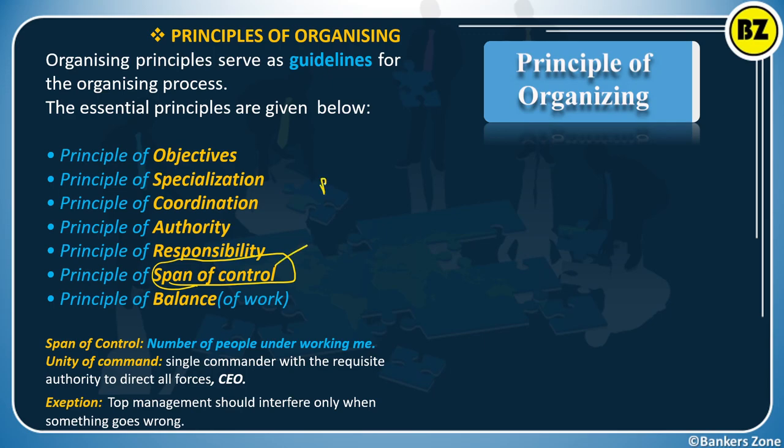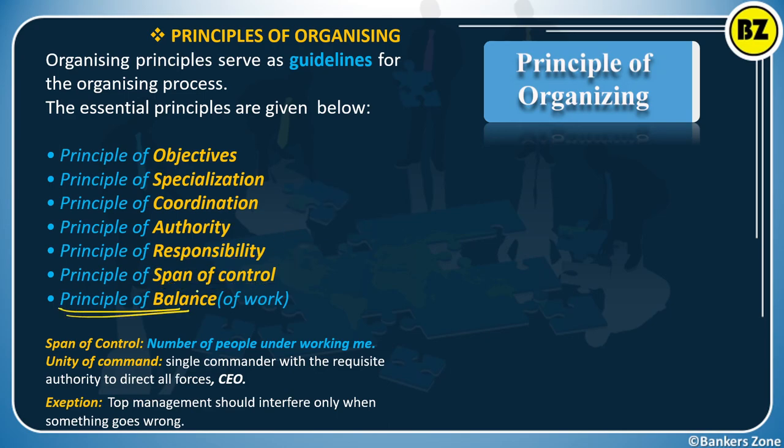Span of control, for example, branch manager, right? Under the branch manager, cashier is there, loan officer is there, right? Deposit officer is there, accountant is there, then sub staff is there. So a lot of people are under the branch manager. That means this is the span of control of a branch manager, right?